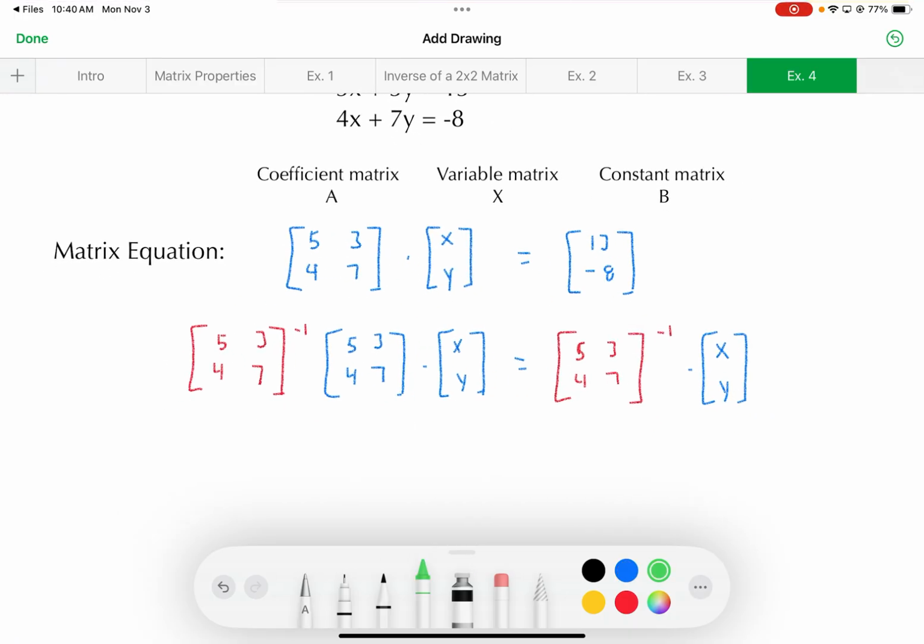All right, so just like on the last problem, we know that when we multiply these two matrices together, since they're inverses, we're going to get that identity matrix. Carry down the variable matrix.